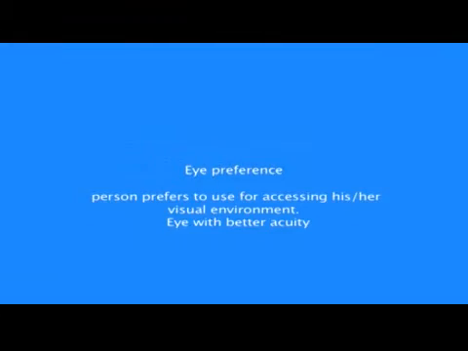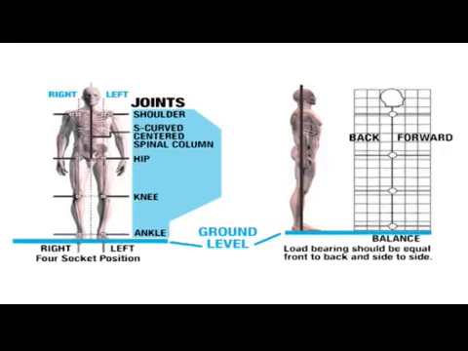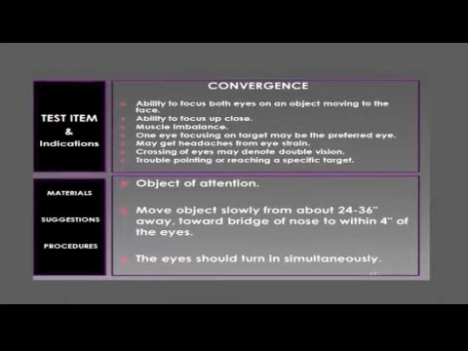Eye preference. Eye preference is a term used to describe the eye a person prefers to use for accessing his or her visual environment. Although not always, the preferred eye is often the eye with a better acuity. Muscle balance. Muscle balance is a term used to describe the alignment of the eyes and how they move together. Proper alignment is needed for the eyes to work together. In addition, proper muscle balance is essential for the ability to converge.